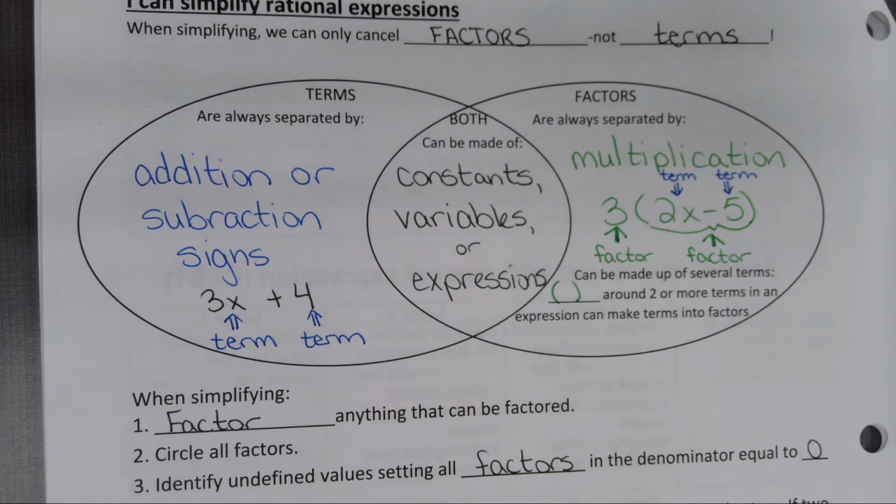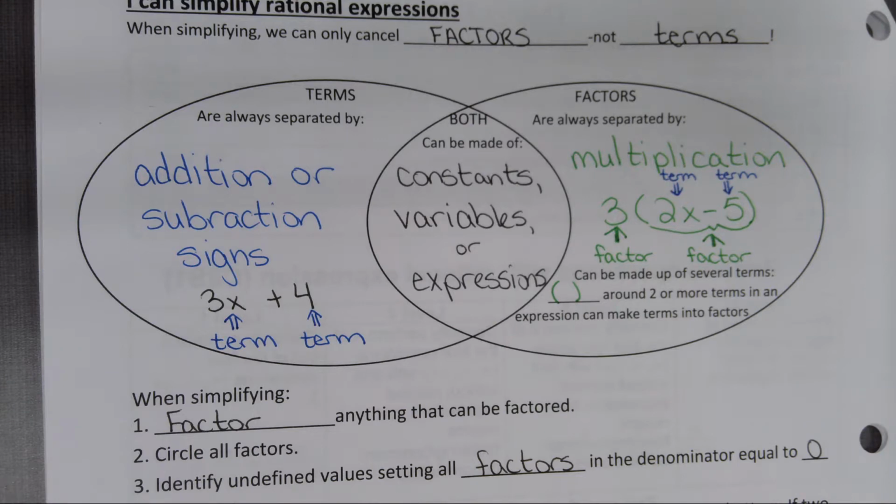Terms are always separated by addition or subtraction symbols. So the example that I've given to you is 3x plus 4, which is an expression that is created by two separate terms, 3x and 4. Factors, however, are always separated by multiplication. So in the example given, we have 3 times (2x minus 5). In this example, 3 and (2x minus 5) are both factors.